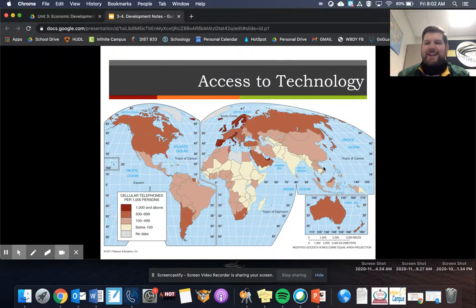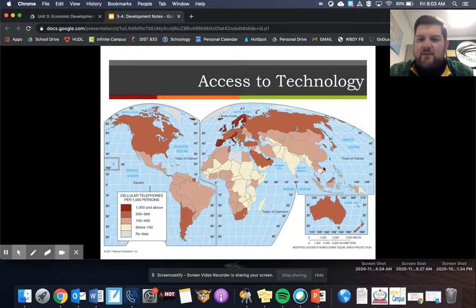Access to technology plays a large role in MDC versus LDC. Here is a map of the cellular phones per 10,000 people. If you notice, the United States is not even the highest number there. There are other countries with a ton of cell phones, but there are only a few countries that are below 100. We see somewhere in the multiple hundreds per 1,000 people in all of the different countries.